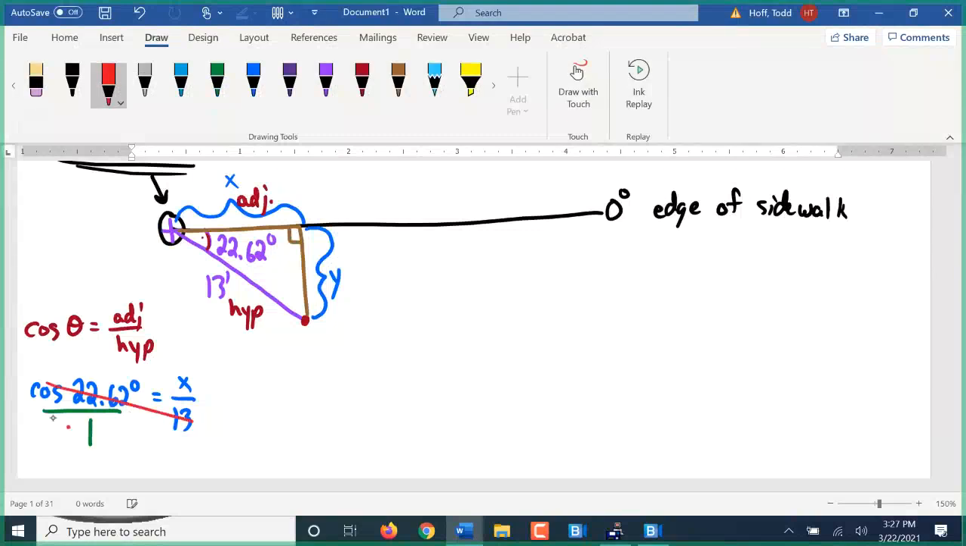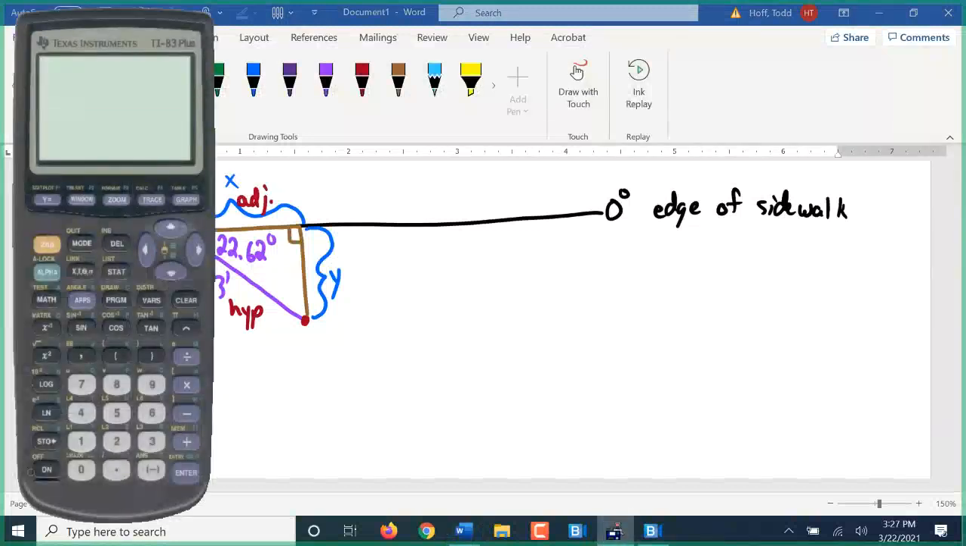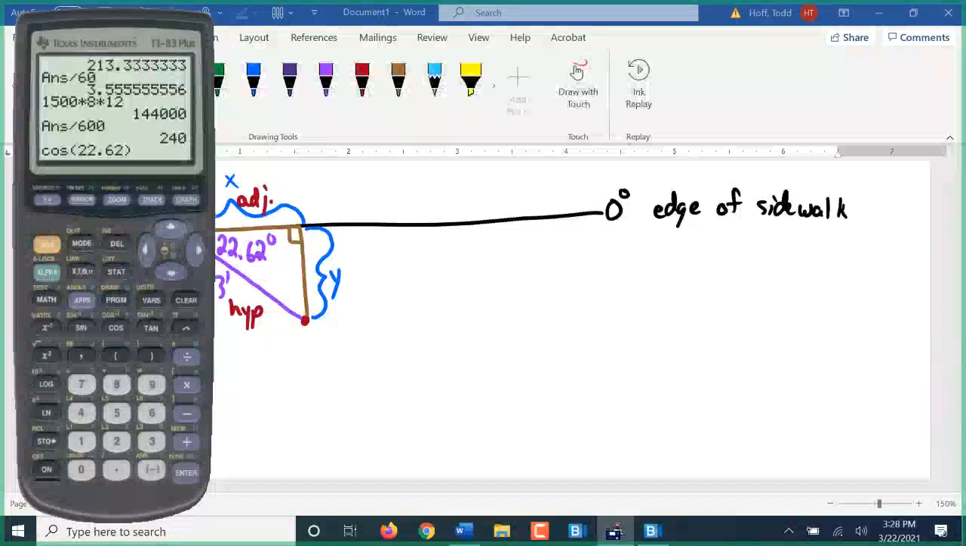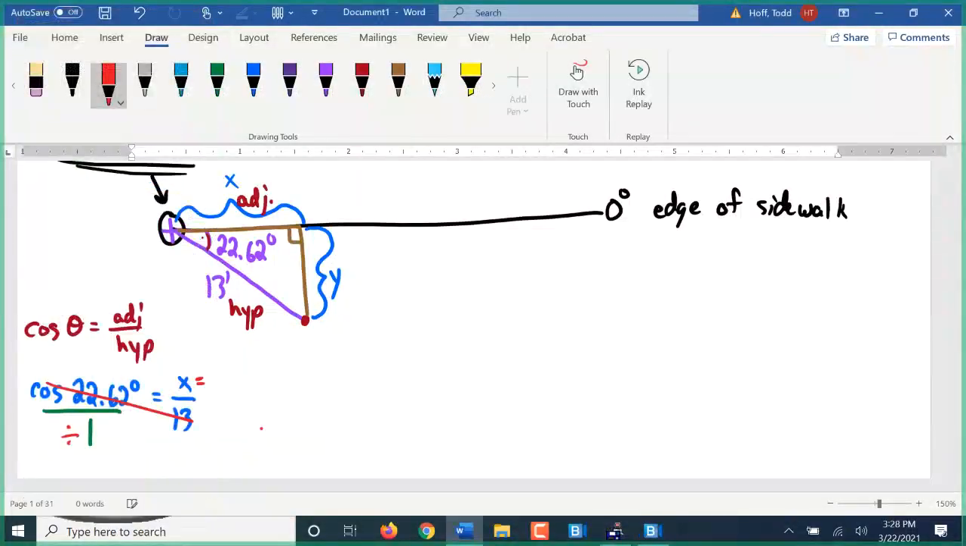So I'm just going to do cosine of 22.62 times 13 divided by 1. Cosine 22.62. Make sure you close the parentheses. Times 13, and you don't have to divide it by 1 because it doesn't do anything. You get 11.9999999, otherwise known as 12 feet. That's 12 feet there.